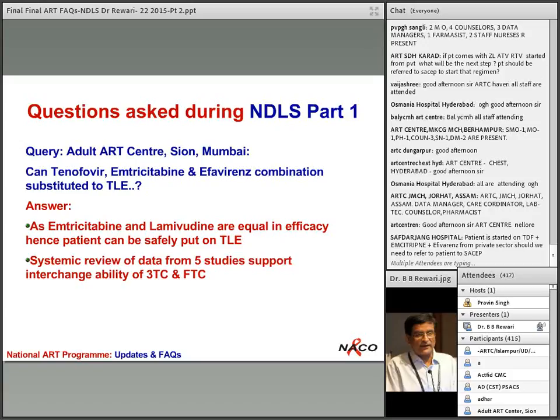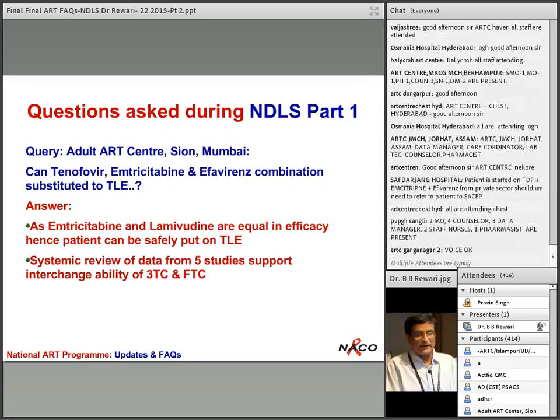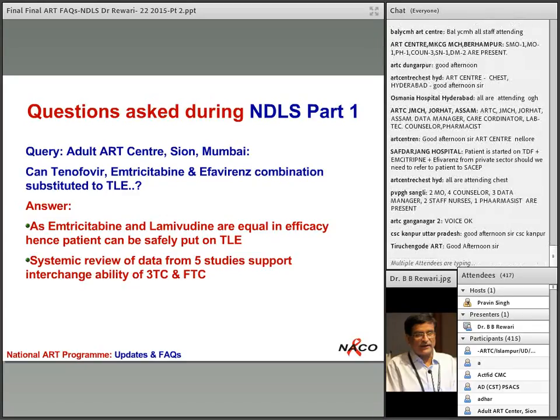No, this patient does not need to be referred. This is the same regimen. Safdarjung Hospital, I saw your question. This is the same regimen, so there is no need for referral to CSEP. We are trying to reduce CSEP referrals only to second line and to complicated cases. For substitution with a PI based regimen, only E approval will be required.